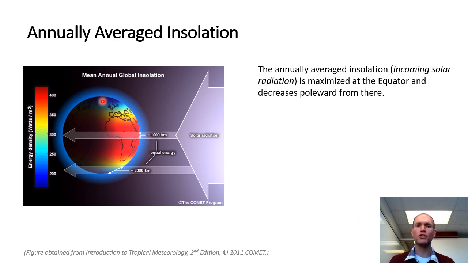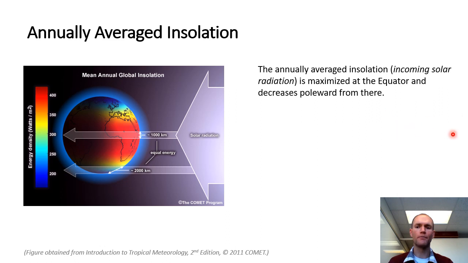Now this is only how much is actually reaching the Earth. A lesser percentage of this is actually absorbed by the Earth, about 70% near the equator, and much less near the poles due to the reflecting capabilities of snow cover and ice cover that are typically present there. So again, summarizing, this annually averaged insolation, or incoming solar radiation, is maximized at the equator and decreases poleward from there.